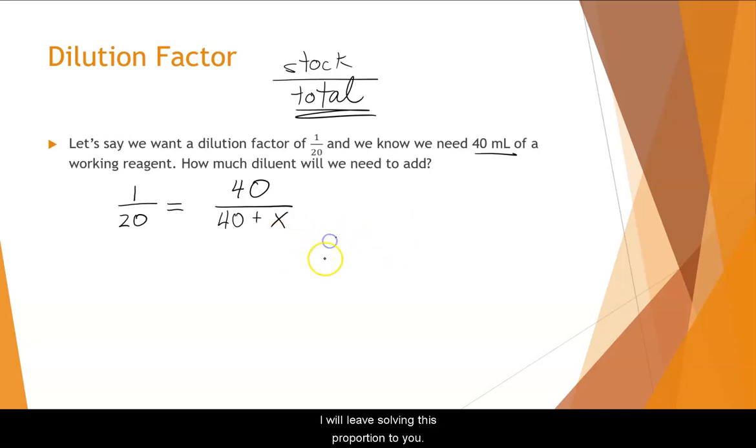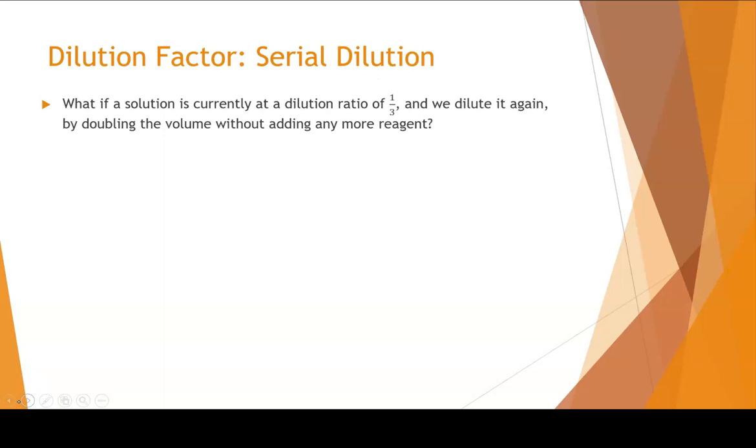I will leave solving this proportion to you, but this is just a proportion. We know how to solve proportions. What if a solution is currently at a dilution ratio of 1/3 and we dilute it again by doubling the volume without adding any more reagent? What would happen? So what I'm proposing here is that we start with a dilution factor of 1/3 and then we further dilute that by a dilution factor of 1/2. What is the final concentration? What is the final dilution ratio?